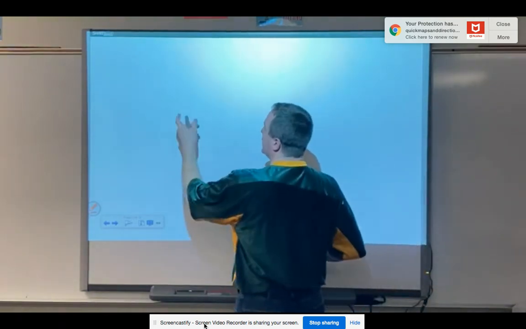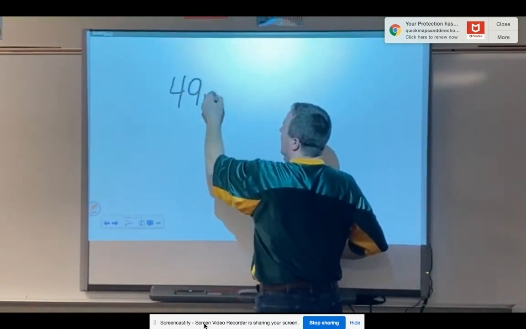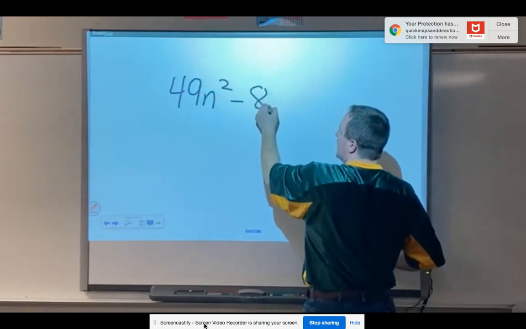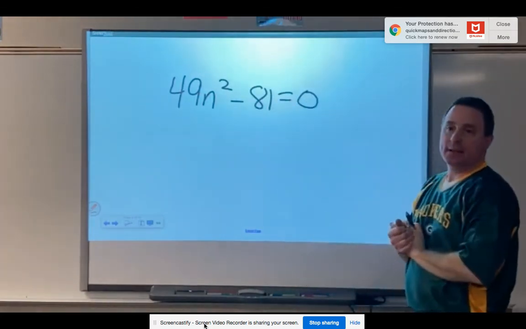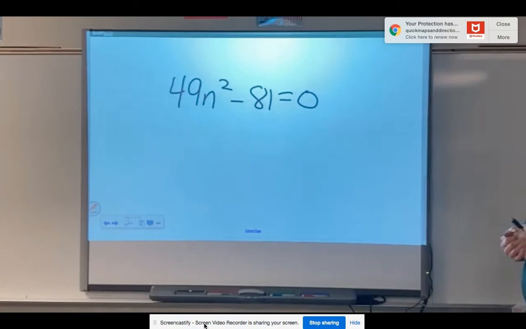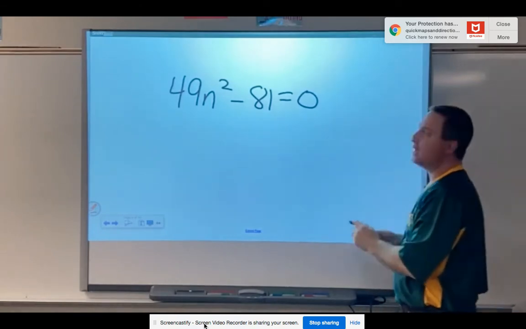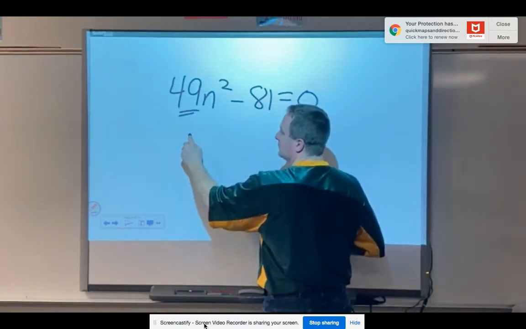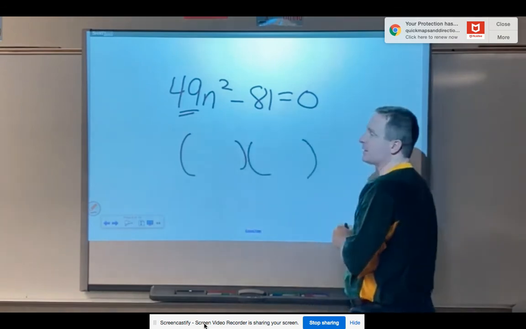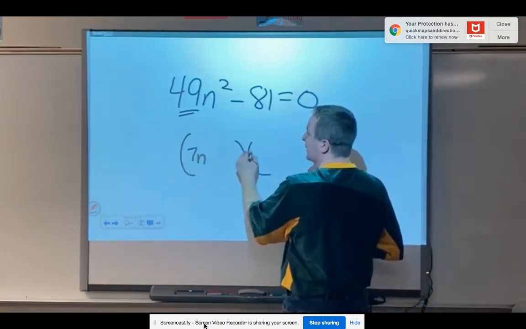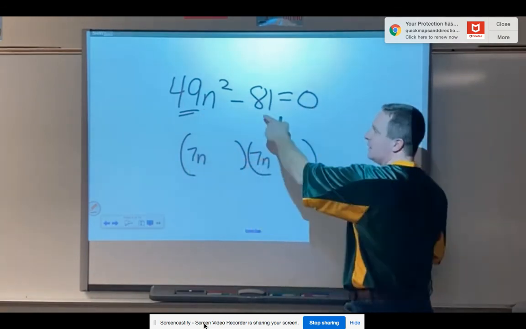How about 49n squared minus 81 equals 0? Can there be something in the front besides just a variable? Sure. Well, 49 is a nice number. It's a perfect square. The square root of 49 is 7, so I can do a 7n and a 7n.